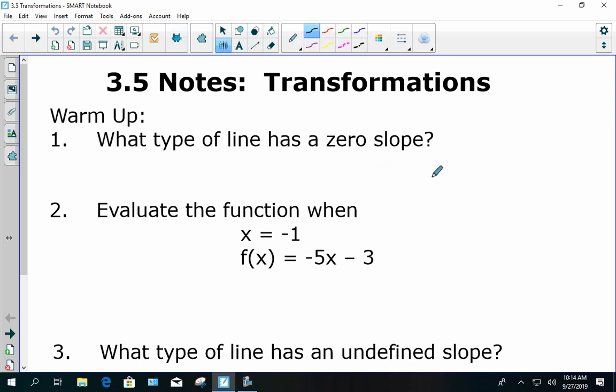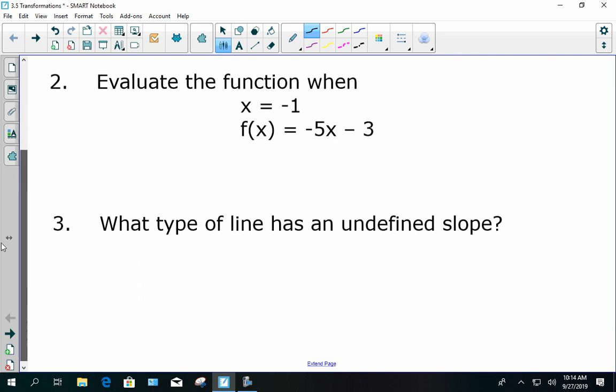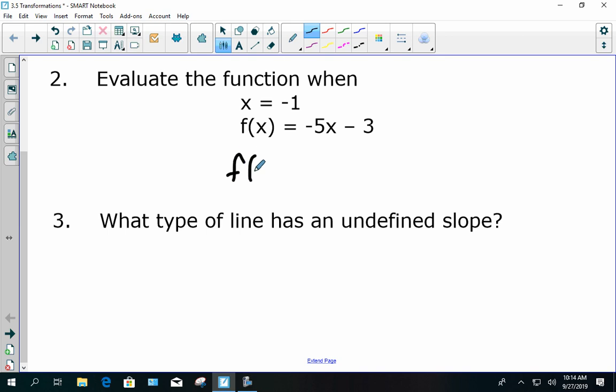What type of line has a zero slope? Horizontal. The floor. This has a zero slope, and it'll be flatter than that. So when x equals -1, what does f of -1 equal? It does equal +2. -5 times -1 is +5. 5 minus 3 is 2. What kind of line has an undefined slope? Vertical. And it would be straighter than that.